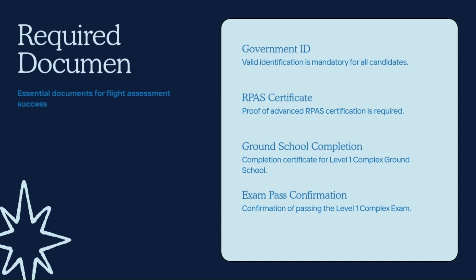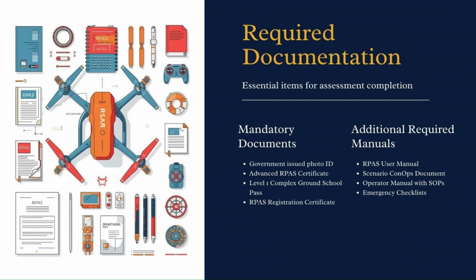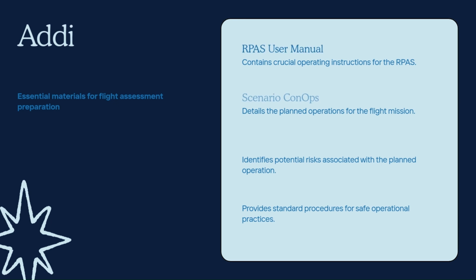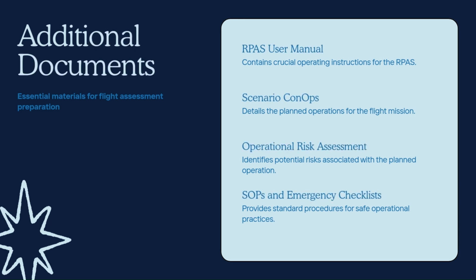Now, looking at the documentation you're required to bring: your government ID, your RPAS certificate, your ground school completion, and your exam pass confirmation. These are all requisites for your flight review examination date. Further to this, you should be bringing your RPAS user manual, your scenario CONOPS document, your operator manual SOPs, and emergency checklists. These are essential materials for your flight assessment preparation.